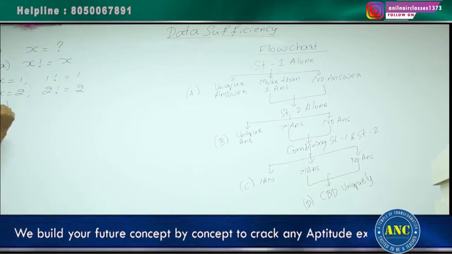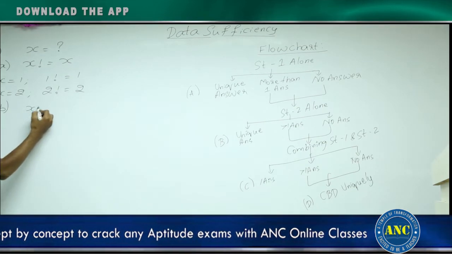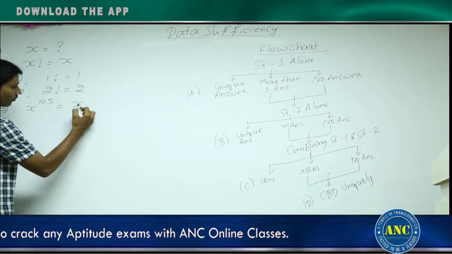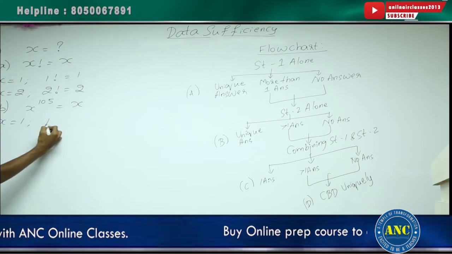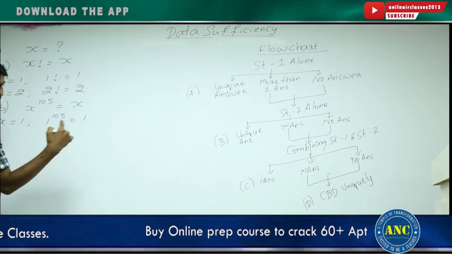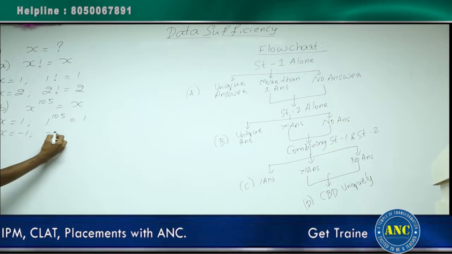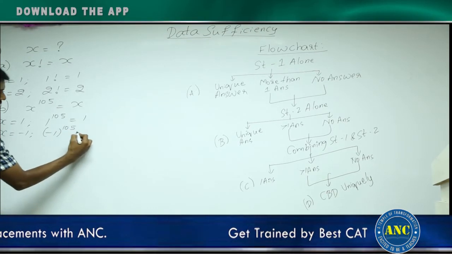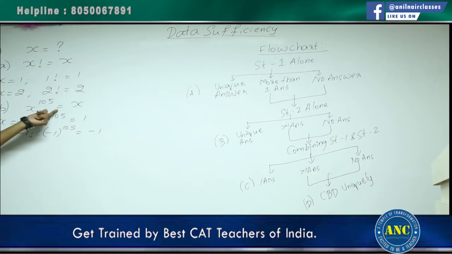Move to statement 2 alone. X power 105 is equal to x. What are the values of x which will satisfy this? 1 power 105 is equal to 1. Is there any other value? 0, or any other value you can take. X is equal to minus 1: minus 1 power 105 is also equal to minus 1. Two values of x are satisfying the sub-question.